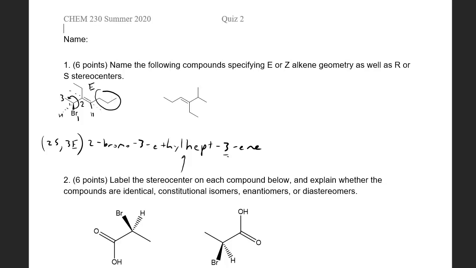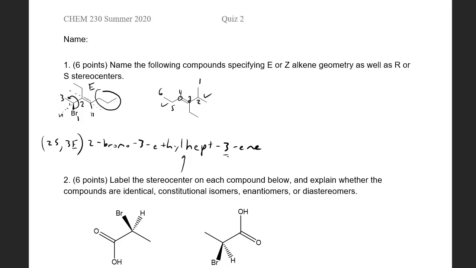For the next compound, I'm going to start here on carbon number 1 because it looks like I have a methyl group branching off carbon number 2. I have an alkene at the 3 position and an ethyl again at the 3 position, and 4, 5, 6. So the parent name for this compound is hexene. Looking at the alkene, on this carbon, my winner is the isopropyl group, and on this carbon, my winner is the ethyl group. So again, we have an E alkene.